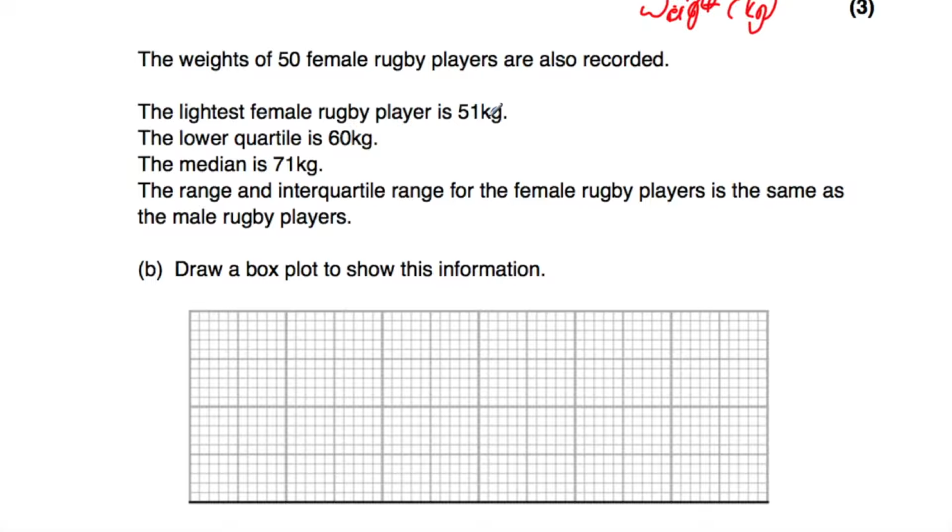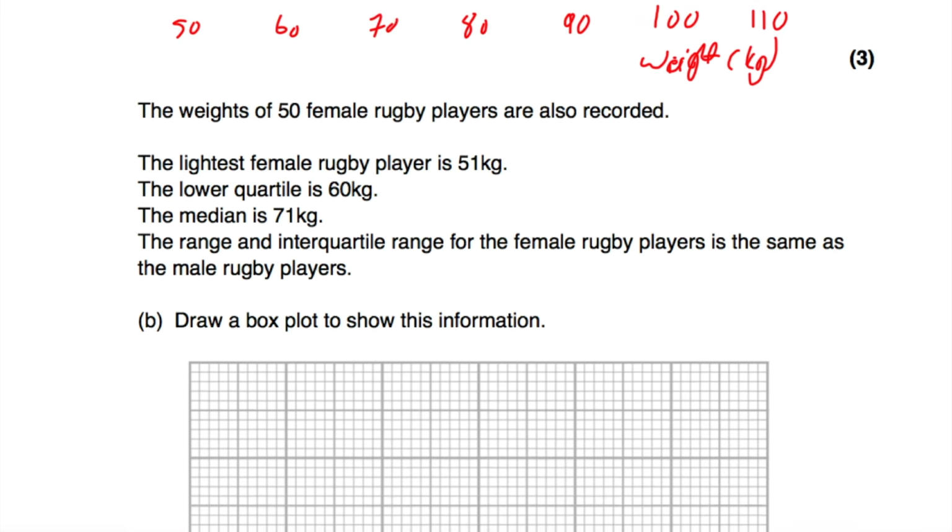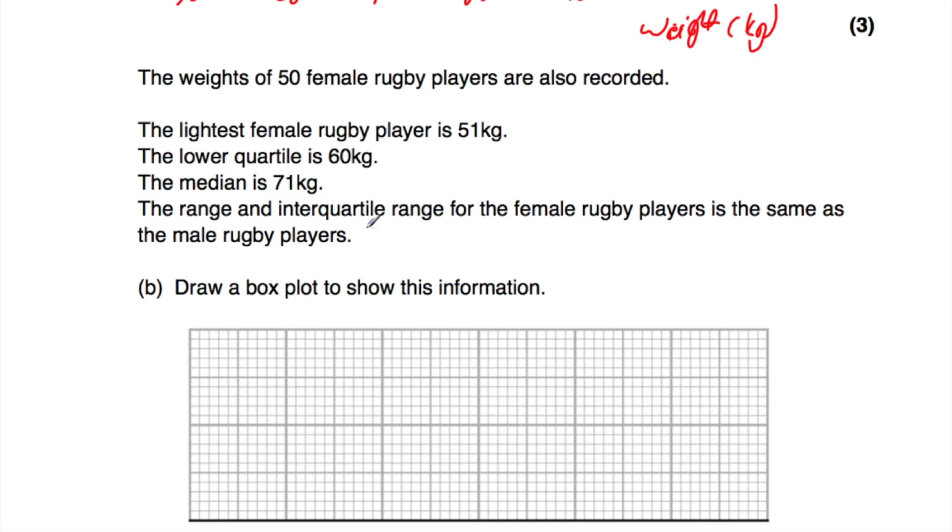because then we're told the lightest weight is 51 kilograms, the lower quartile is 60 kilograms, the median is 61 kilograms, and then we're told the range and the interquartile range for the female rugby players is the same as the male rugby players. Okay, so let's go up and find what they are for the male rugby players to begin with. So let's go up to the male rugby players and let's find the range and the interquartile range for those.